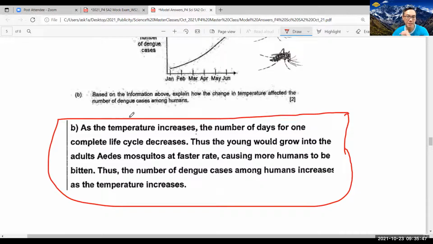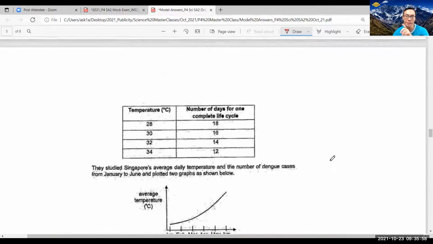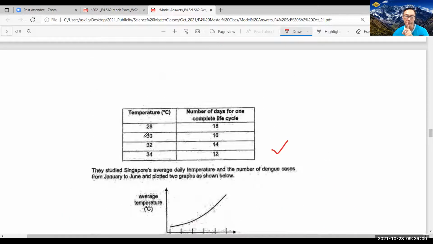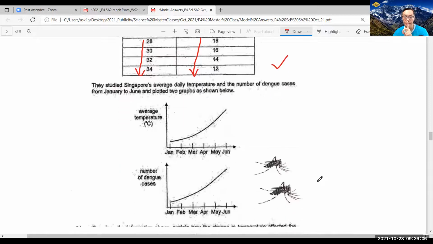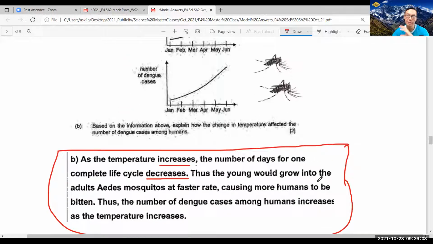First, you must mention, as the temperature increases, the number of days for one complete life cycle decreases. So the examiner must be able to see that, hey, this student actually knows this. As this increases, the number of days to complete this decreases. This is the fact. Transfer the data into the explanation.